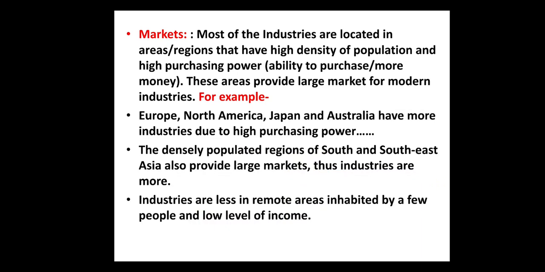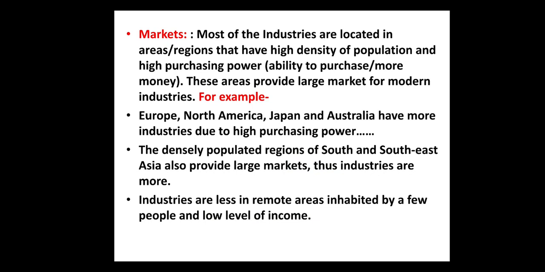The first one is market. Most of the industries in the world are located in regions or areas that have a high density of population and high purchasing power. Purchasing power means the ability to purchase, or having more money. These provide a large market for modern manufacturing industries. In simple words, manufactured goods are mostly sold to people, so people are the market.